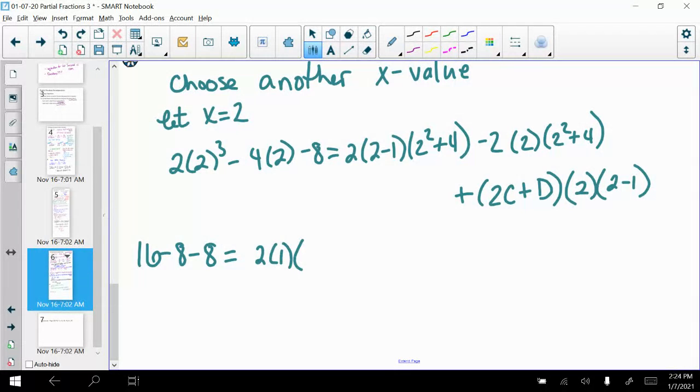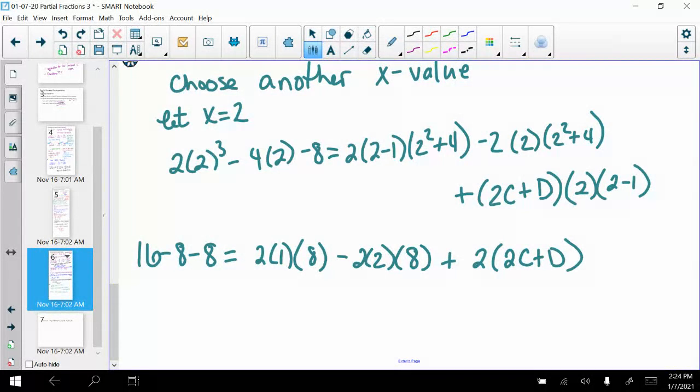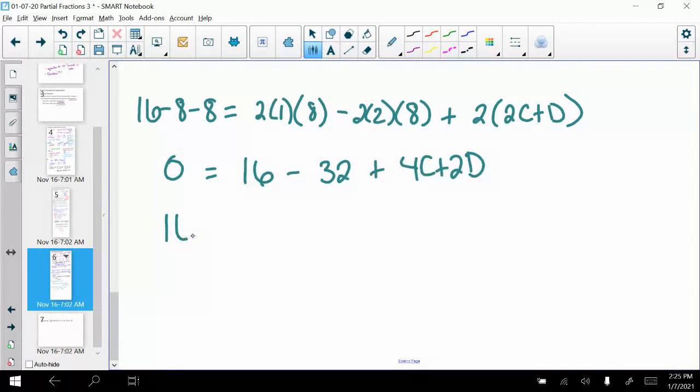2 times 1 times 4 plus 4 is 8 minus 2 times 2 times 4 plus 4 is also 8 again. And then we have 2 times 1, so 2 times that 2c plus d. So over here we get 0 equals 16 minus, what is that, 32? Plus, and then let's distribute here to get 4c plus 2d. Oh boy. So 16 minus 32 is negative 16, so I'm going to move that 16 over as 16 equals 4c plus 2d.